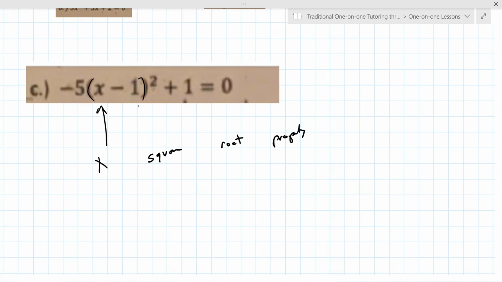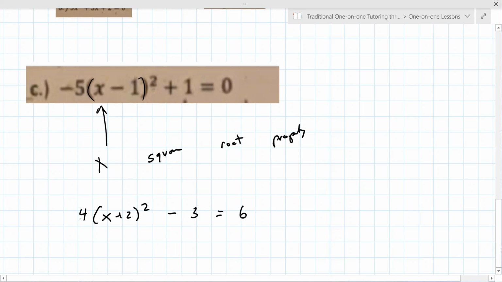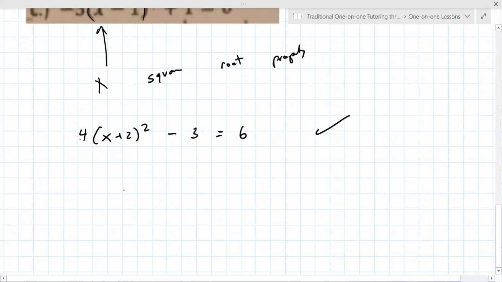All right, I'm good on that. Okay, so let's look again. If I were to write 4x plus 2 squared minus 3 equals 6, why is this square root property? It's square root property because there's an x, parentheses, and a squared. Yes. Okay, now the following is also a square root property.